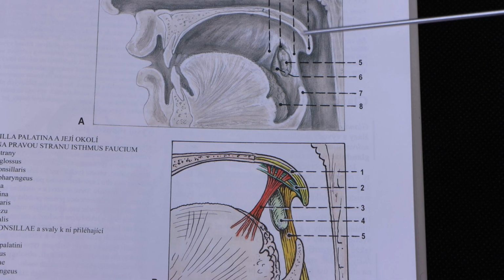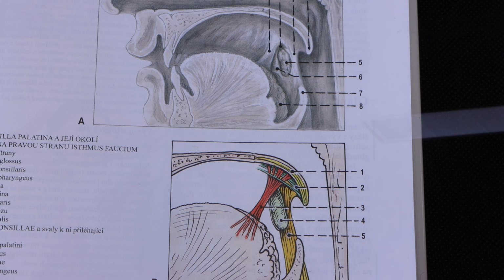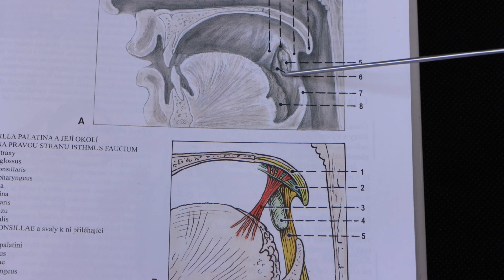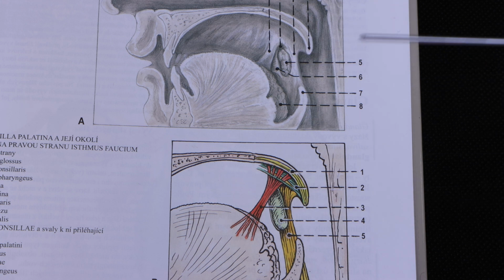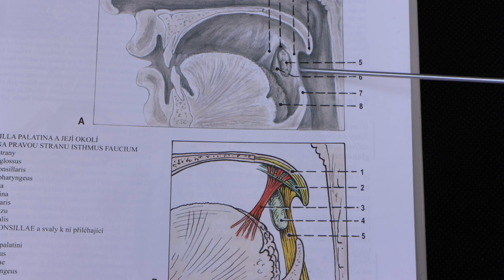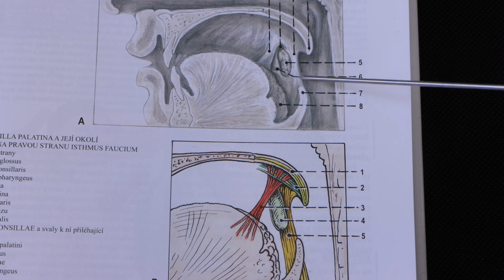Here is the tonsillar region, meaning the region where the palatine tonsil is located. The palatine tonsil is a lymphatic organ located in the fossa called the tonsillar fossa, or sometimes the tonsillar sinus. As we mentioned before, it is bordered anteriorly, or ventrally, by the palatoglossal arch or muscle, and dorsally by the palatopharyngeal arch or muscle.